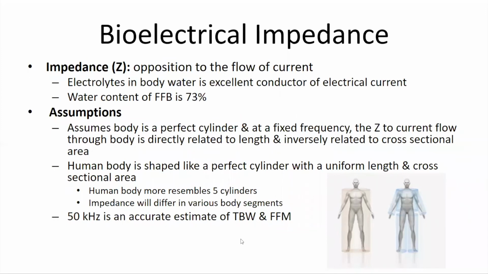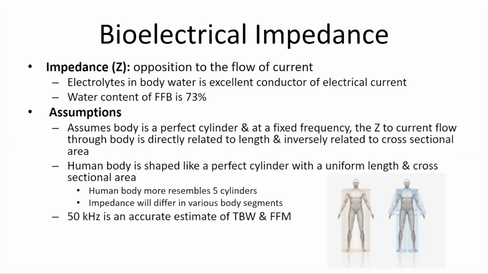The next method that we're going to talk about is bioelectrical impedance. Impedance, abbreviated by the capital Z, is the opposition to flow of current. Basically, what BIA, or bioelectrical impedance, is, is that this machine is going to send an undetectable electrical current through your body. And the faster the current travels from one side to the other side of the body, the more water you have. The greater water component you have, this equates to greater skeletal muscle mass. So basically, this is the premise of BIA.